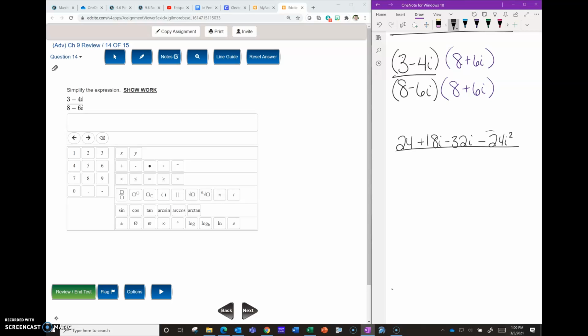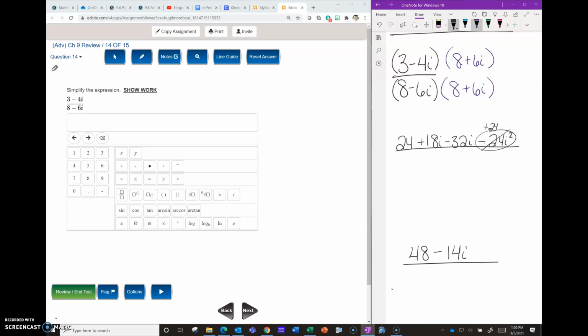And I'm just going to take this negative 24i squared and rewrite that as a positive 24, because negative 24 times negative 1 is positive 24. So if I combine my like terms here, I've got 24 plus 24, that's 48, and 18i minus 32i. So 18 minus 32 is negative 14, so minus 14i.